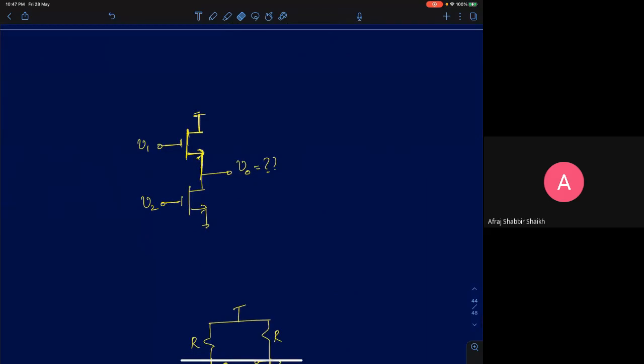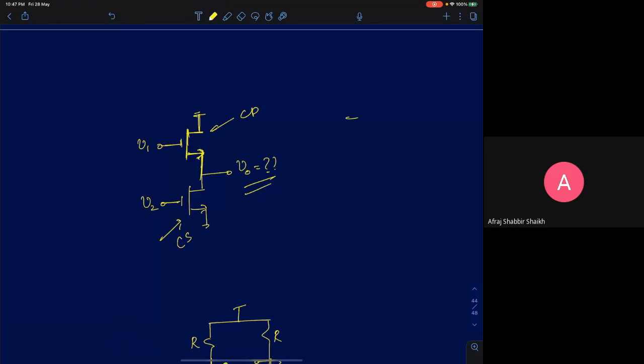Now I have shown another circuit here. In this circuit, I have two amplifiers connected in series. I have not shown the biasing circuit. The first circuit here is a common drain amplifier. The second circuit here is a common source amplifier. So can you apply the principle of superposition and tell me what will be the output voltage V0?